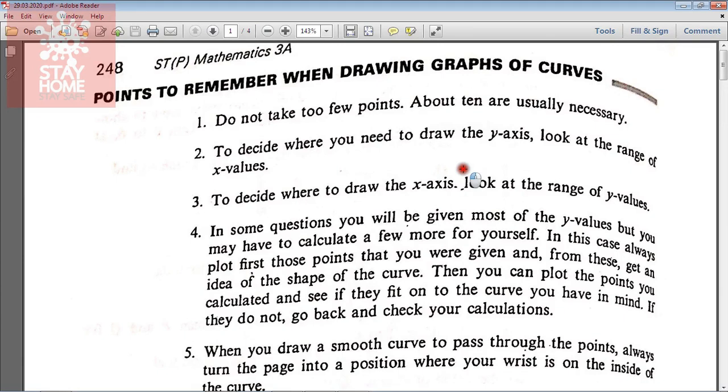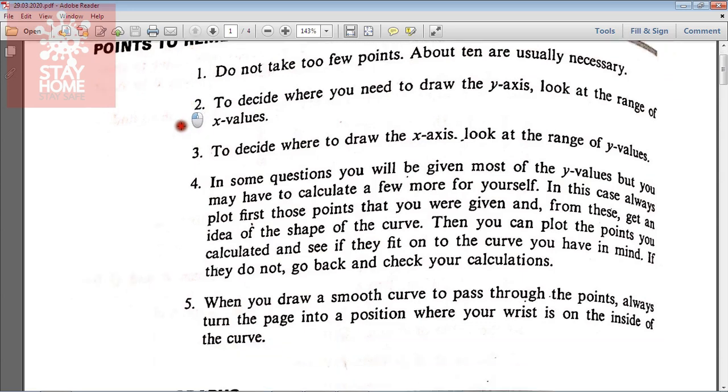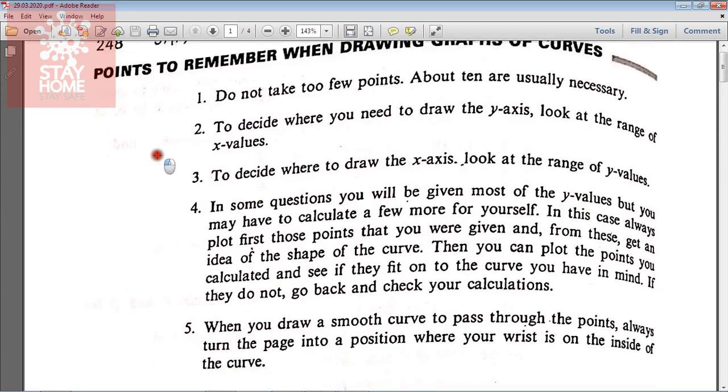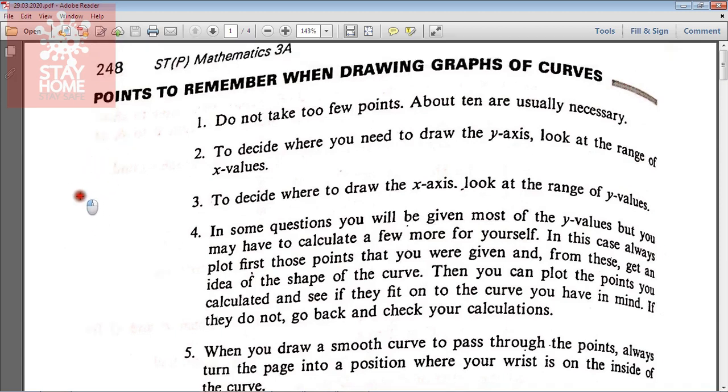And today, page number 248, we are going to discuss some important points about drawing graphs. Just keep in your mind there are 5 steps. First of all, you need to keep in mind these 5 steps to draw the graph of a curve.